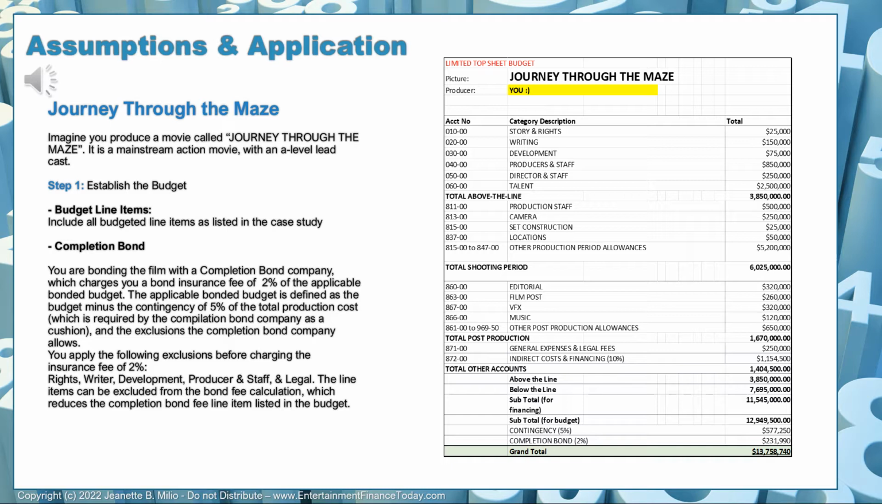Therefore, you have the completion bond insurance fee of 2% included in the budget, as well as the contingency of 5%. And the exclusions that we have listed here for the rights, the writer, the development, the producer and staff, and the legal line items will automatically have been excluded from the calculation of the bond company insurance fee if you use the Excel spreadsheet I've sent you as a template. If you don't, just make sure that you exclude these line items so you have the correct budgeted amount to then apply the completion bond insurance fee of 2% to that.